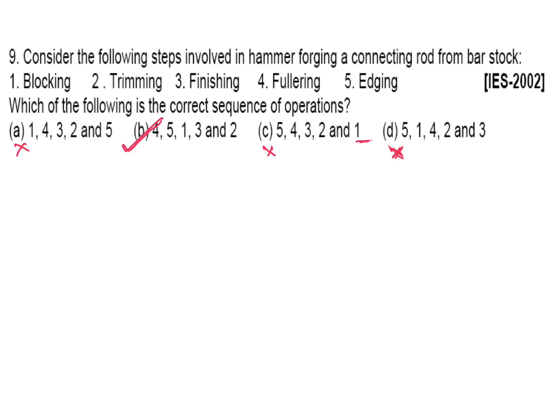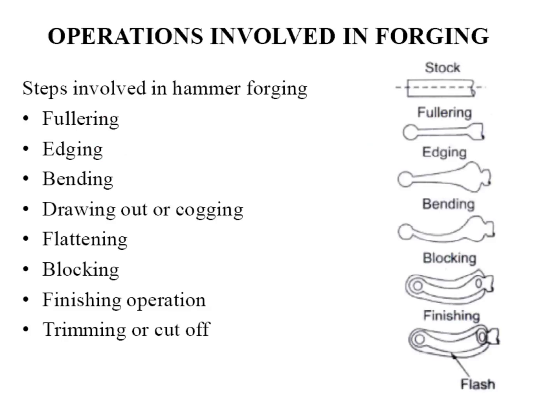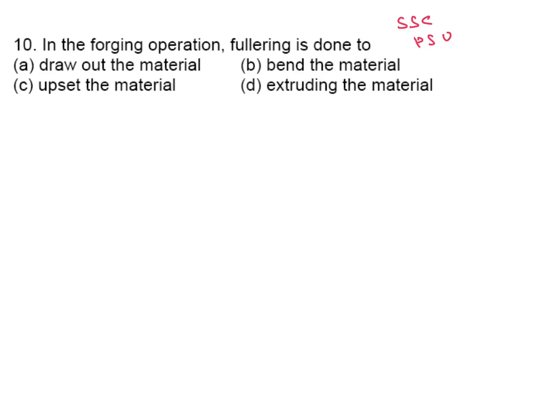This is a complete flow diagram from bar stock to connecting rod. Steps are: first is fullering, then edging, then bending, drawing out or cogging, then flattening, then blocking. Already discussed, blocking is a semi-finishing operation, then finishing operation, then trimming or cut off. This is an SSC and PSU question. In forging operation, fullering is done to, already discussed, draw out the material.